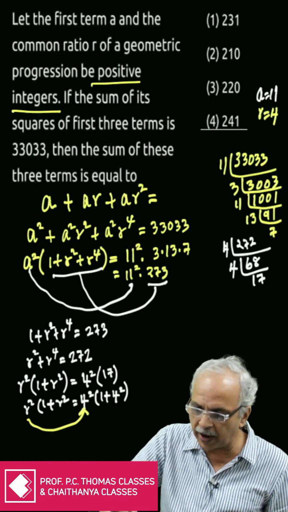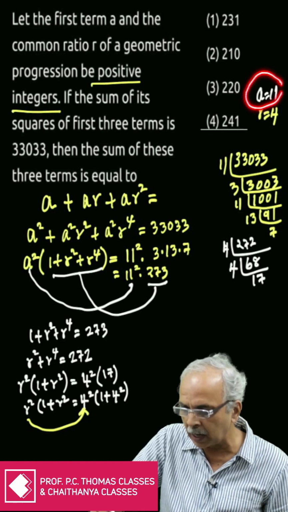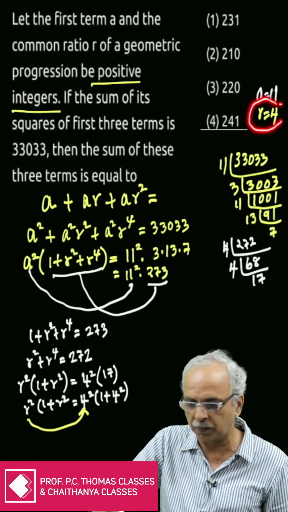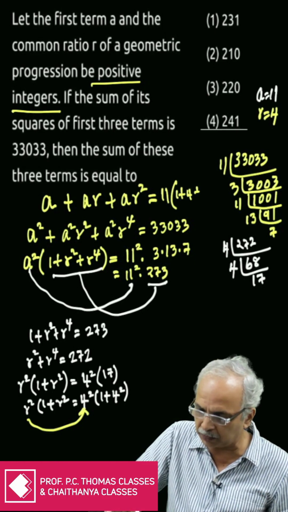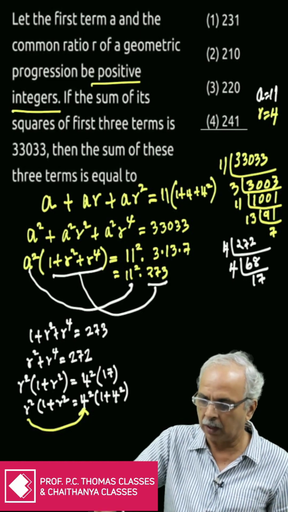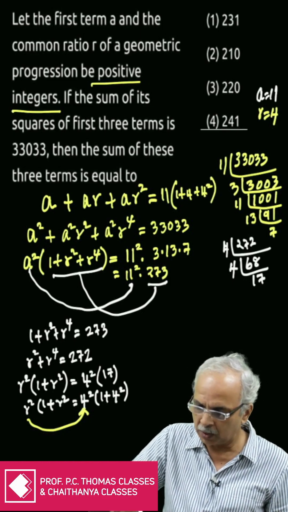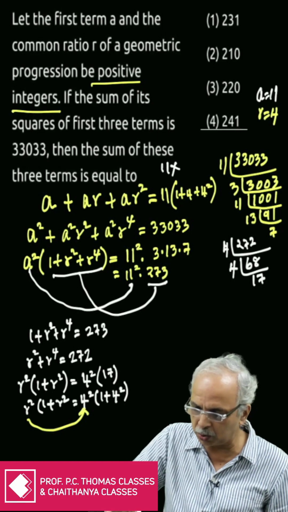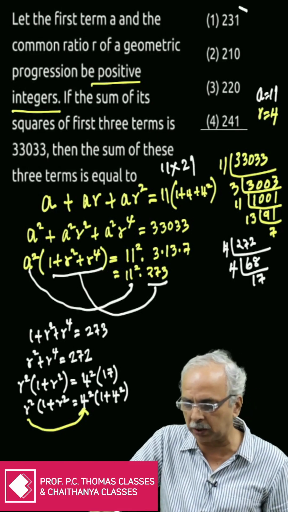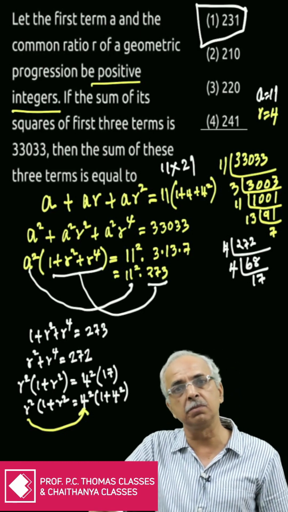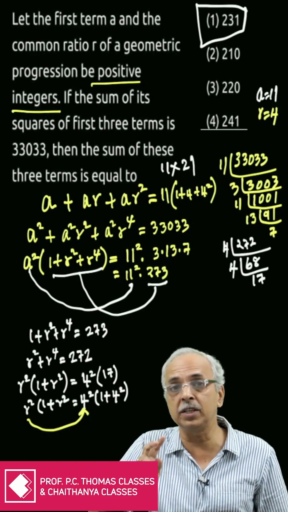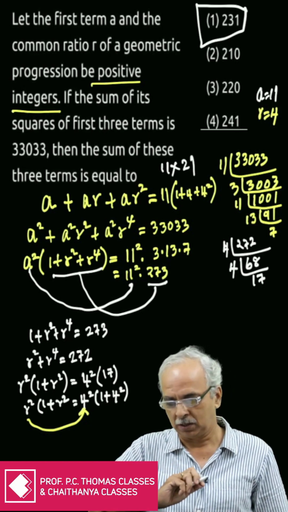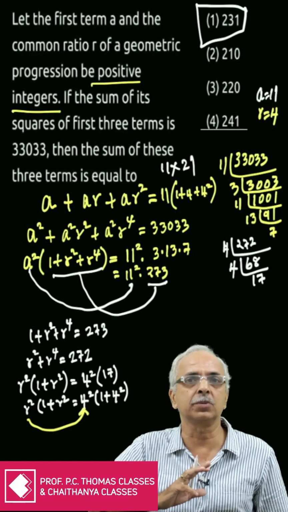So you got the value of A as 11 and R as 4. Now you substitute the values here. It is A, 11, into 1 plus 4 plus 4 square. Therefore, the value of this will be 11 into 21, or it is 231. It's a very simple question. Only one equation, two unknowns. I think you have enjoyed this question.